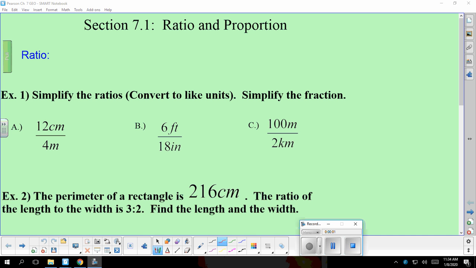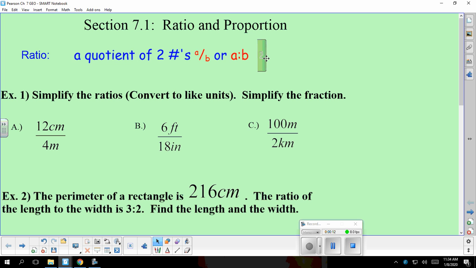This is on the idea of ratios and proportions. Hopefully we've all seen it. We've done this in 6th grade, 7th grade, 8th grade. But a ratio is simply a quotient of two numbers, A to B, or you can even see it written as a fraction.